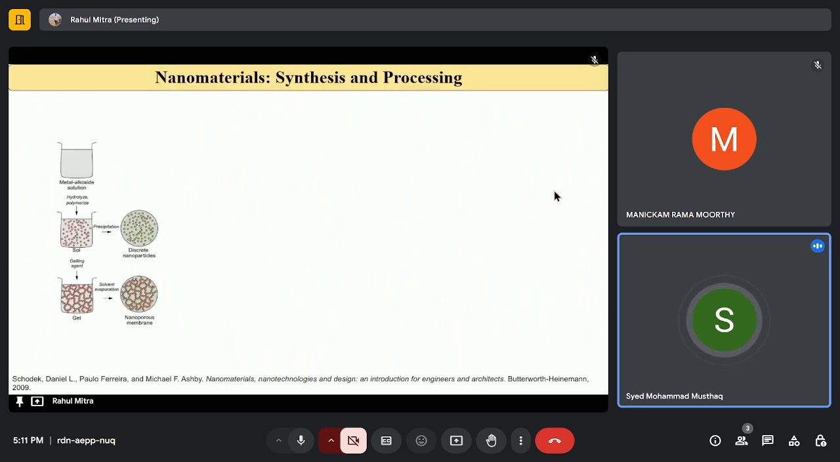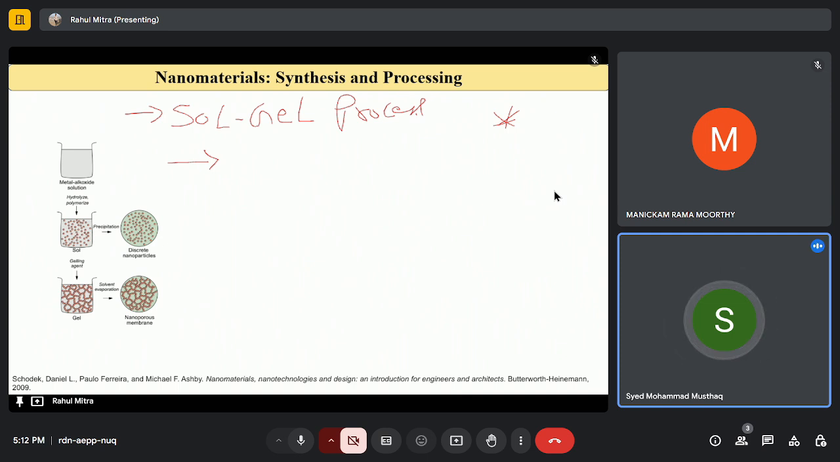The next process, again, is a bottom-up approach. This process is known as the sol gel process. Let me write it. This method is known as the sol gel process. What are the things that are involved in it? First, we have a precursor.